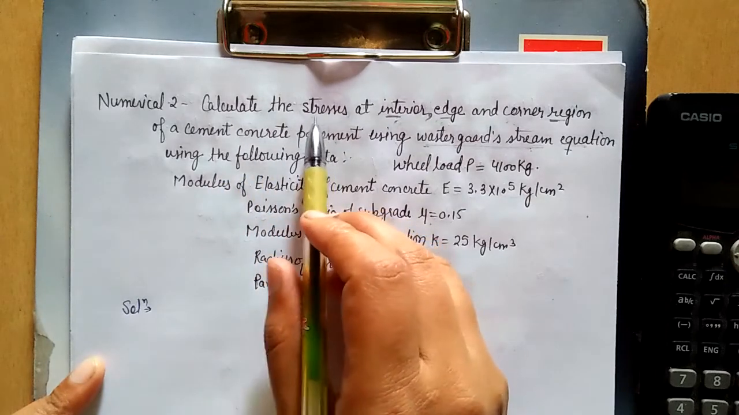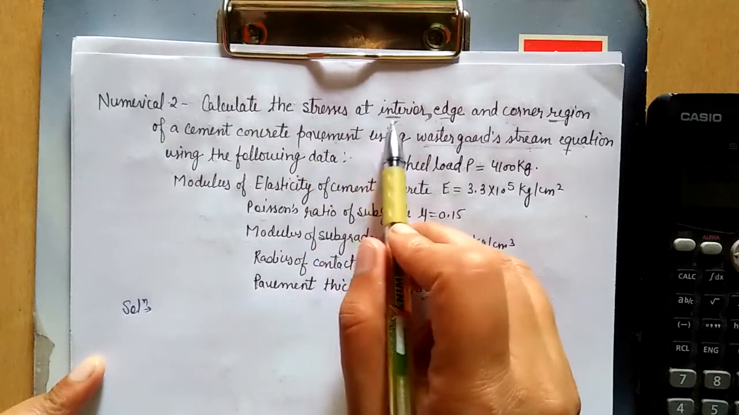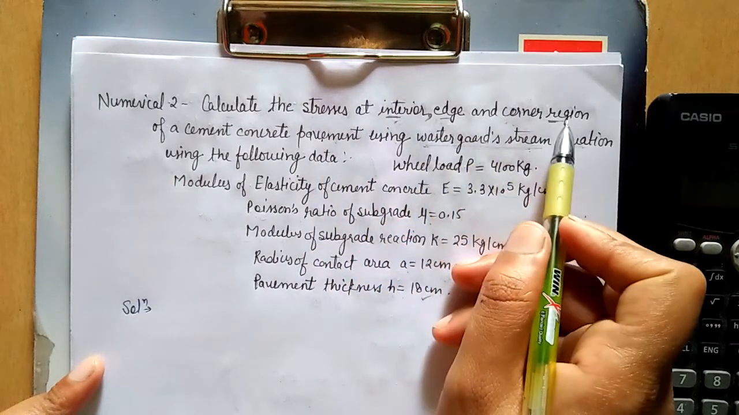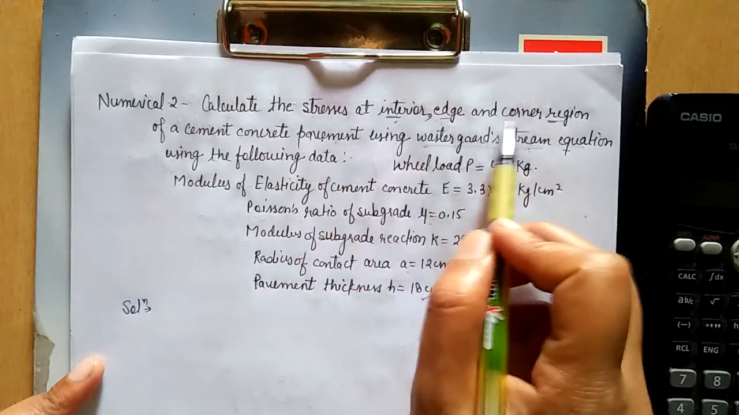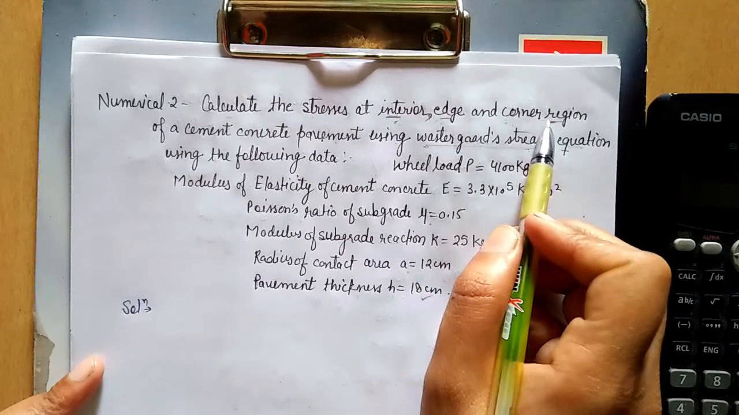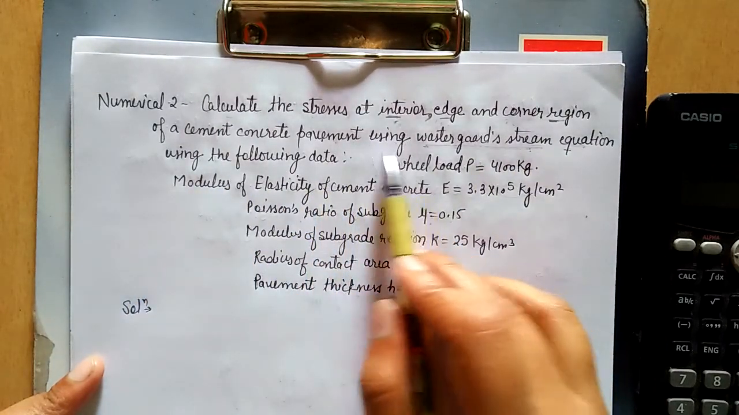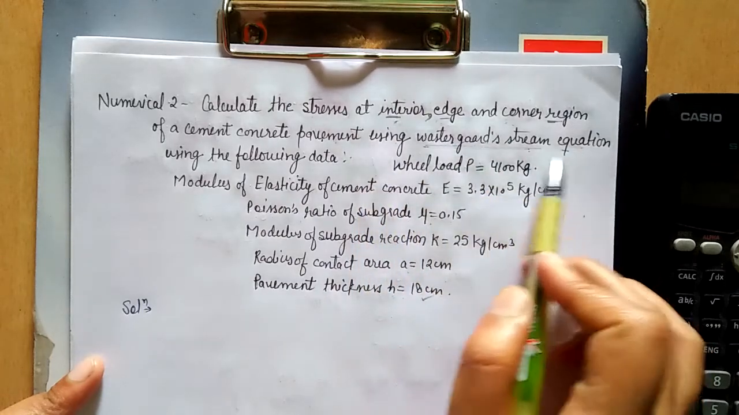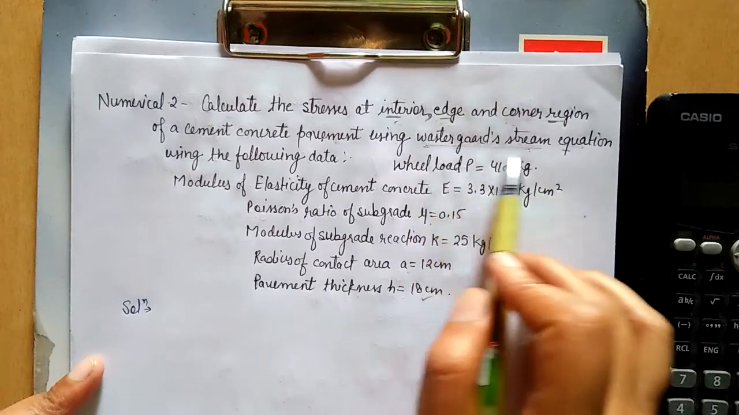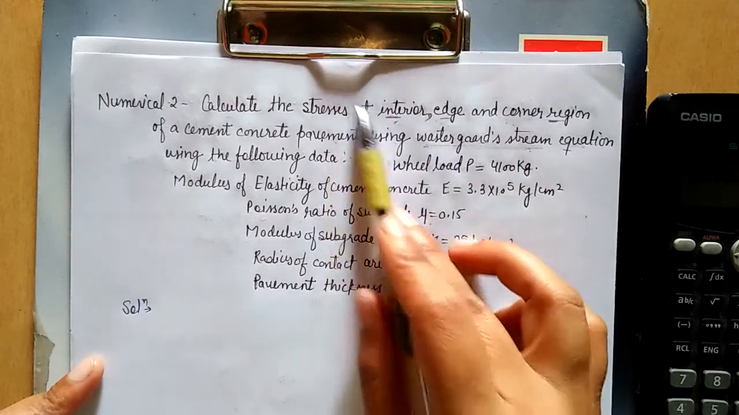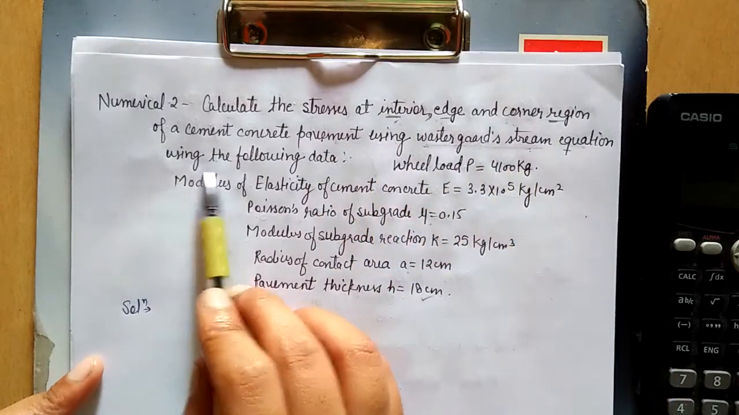It is asked to calculate the stresses at the interior, edge and corner region. That means find out the stresses at the critical load positions of the cement concrete pavement. And it is mentioned here, use Westergaard equation. These are the empirical equations given by Westergaard for finding out the stresses that come out due to the load at the interior, edge and corner point, using the following data.